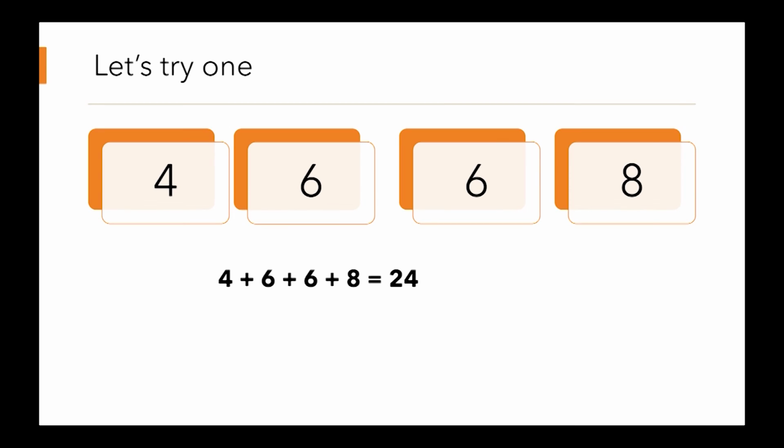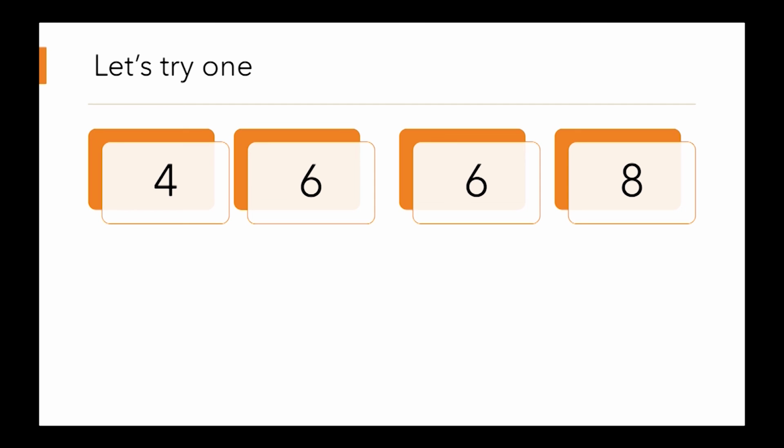Now let's try some more numbers. 4, 6, 6, 8. Let's see. Can I use addition or subtraction to get to 24? I could add them all together. 4 plus 6 equals 10, and then 6 plus 8 is 14, and together that makes 24. Let's see if we can find another way.